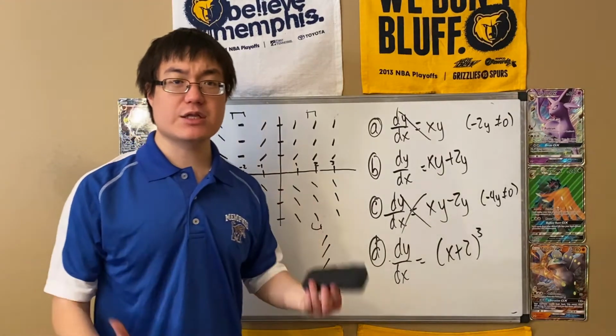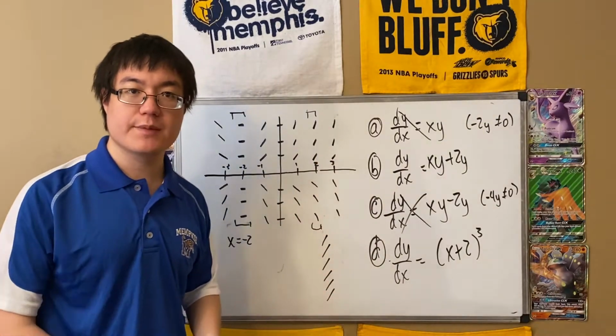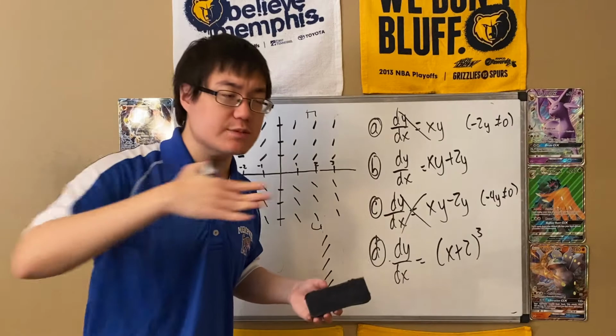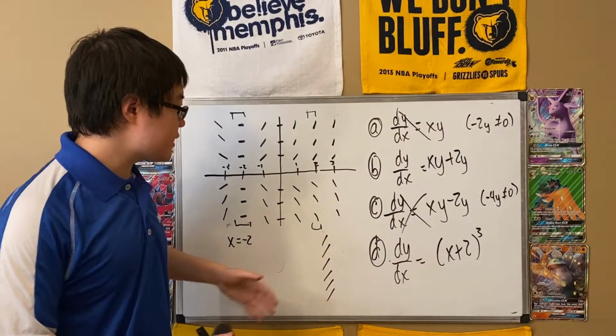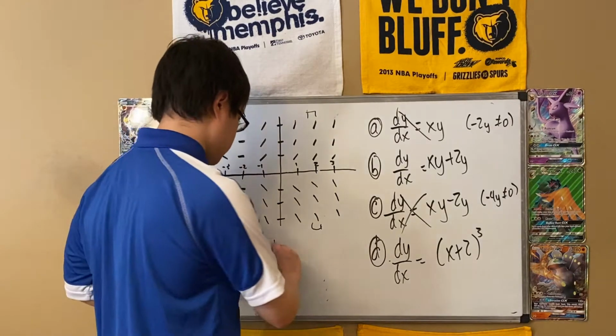So again, a slope field that only depends on x has slopes that are consistent along the column. A slope field that only depends on y has slopes consistent along rows. So in this case, we are not dependent on x or y alone, we depend on both.